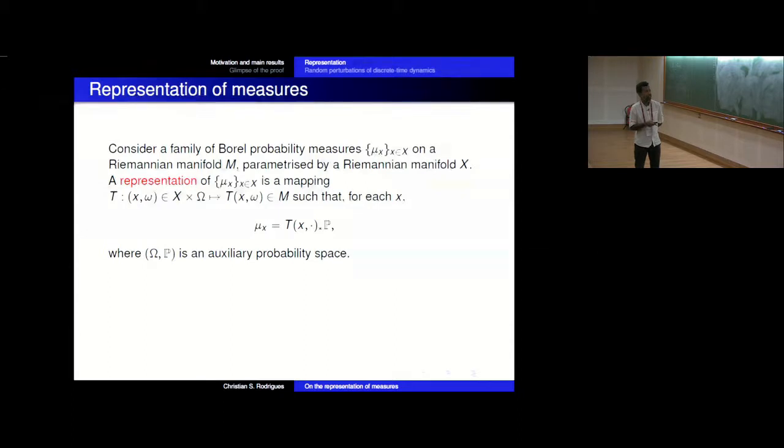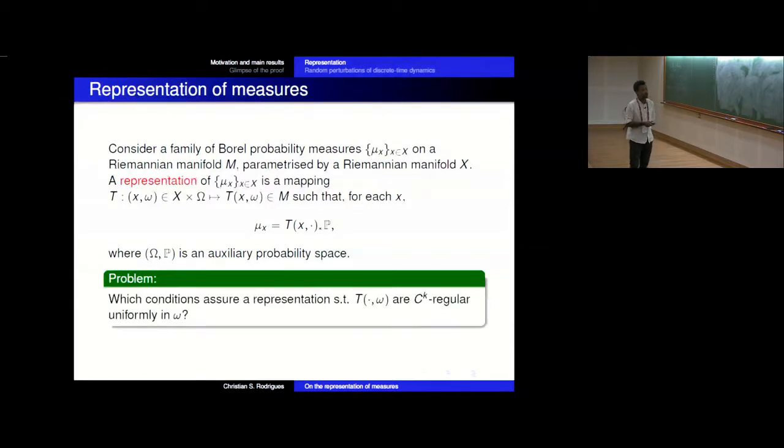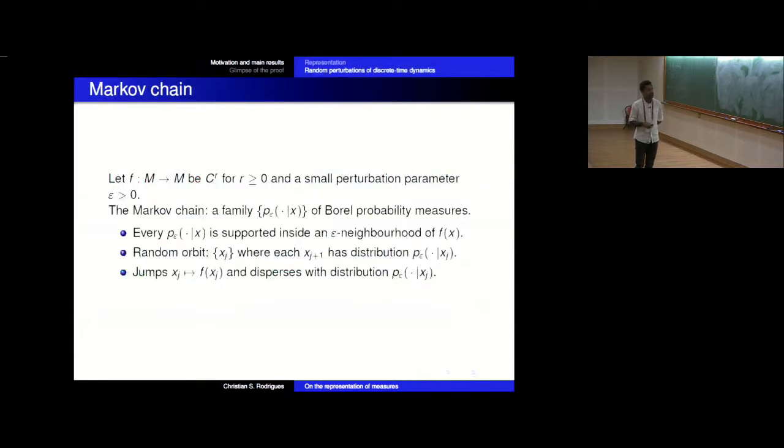And then the question that we have in mind is the following. Which conditions should we impose on the measures mu x such that the maps T that represent this family have some regularity, for example? And this actually appears in the context of dynamics related to random perturbation of dynamical systems. When I think of random perturbation, what I have in mind, perhaps the most natural way, is in terms of a Markov chain.